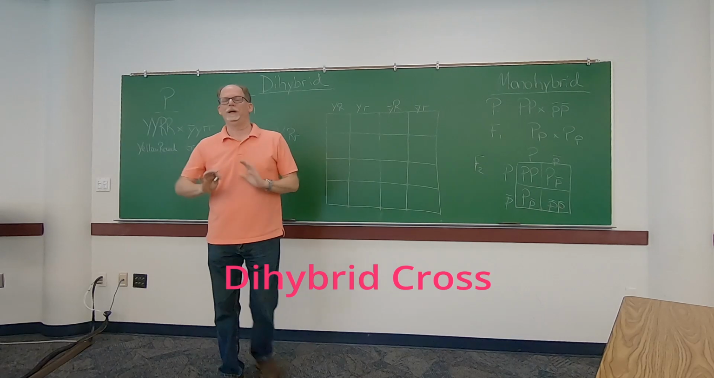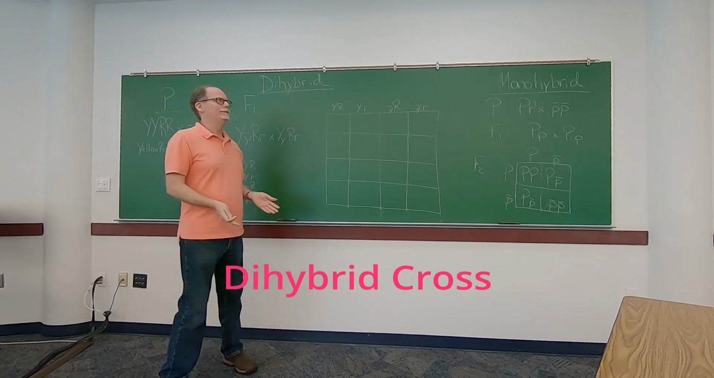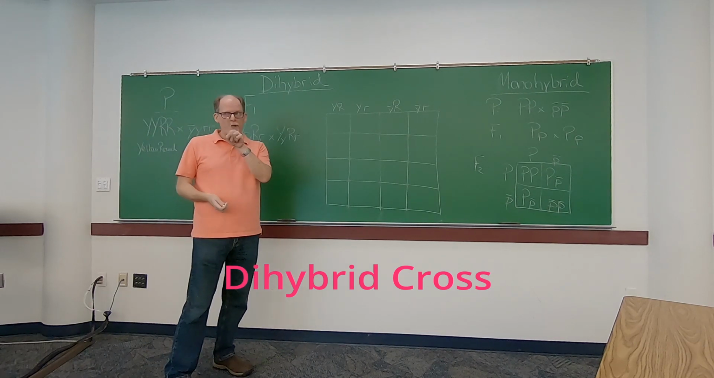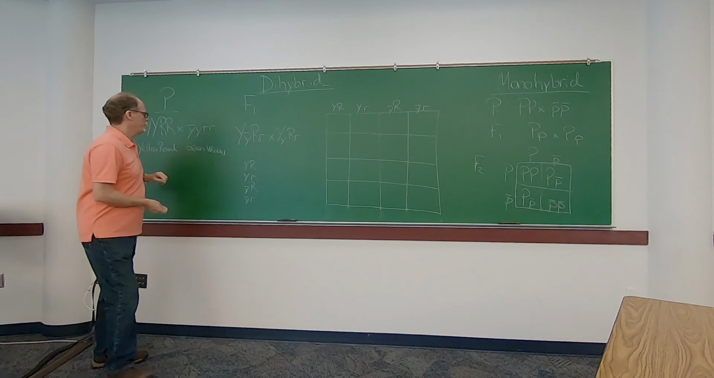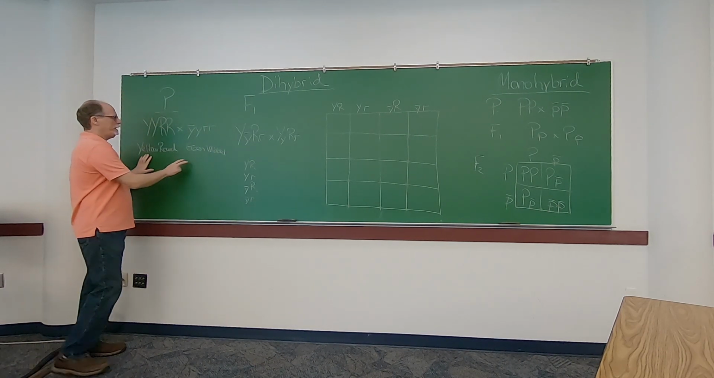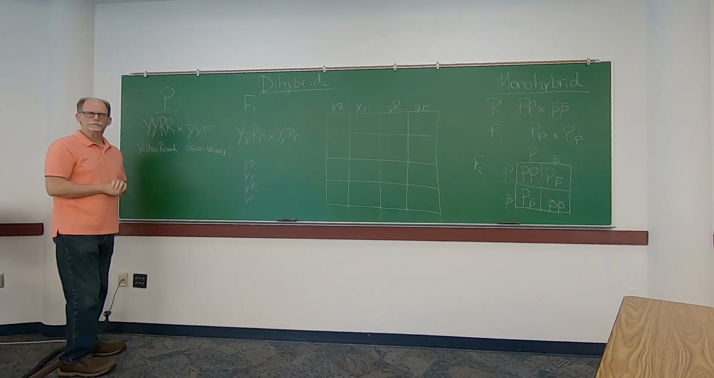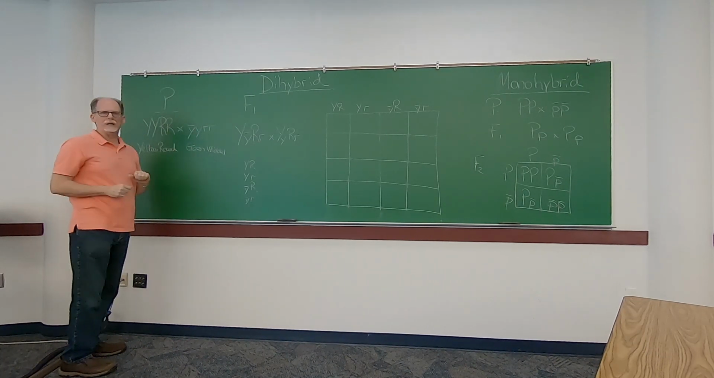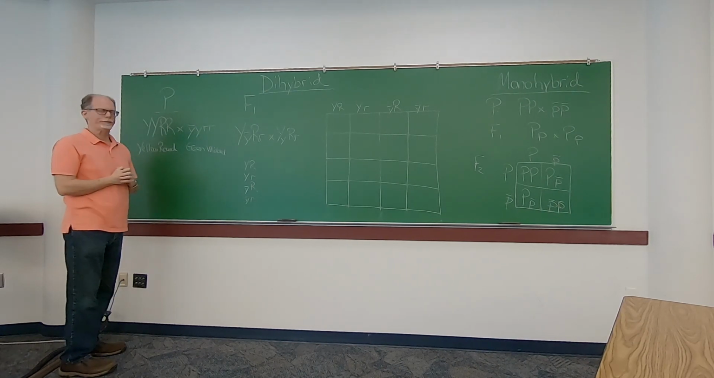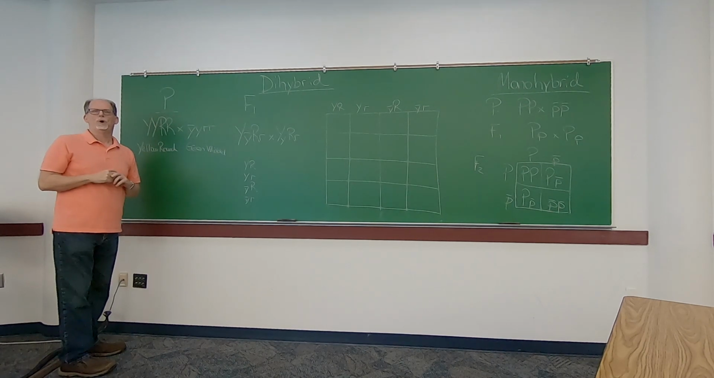So now I want to explain the dihybrid, right? That means now instead of one phenotype, there are two. You can have a green or yellow pea color, or you can have a round or wrinkled pea shape. The yellow and round phenotypes are dominant.